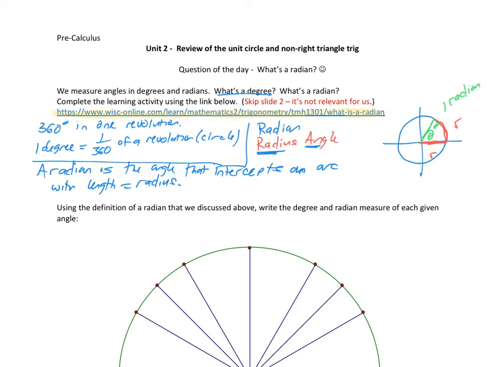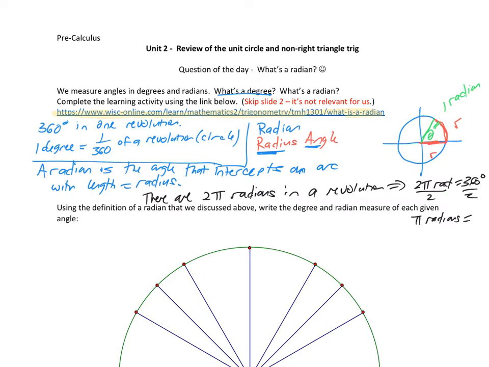Okay, and also what was shown in that introduction is that there are 2 pi radians in a revolution, and that means there are 2 pi radians in 360 degrees. And if we divide both sides of this equation by 2, we'll get that there are pi radians in 180 degrees. And that's going to be the conversion factor that we're going to be using going forward. Okay, so that's definitions of a radian and a degree.